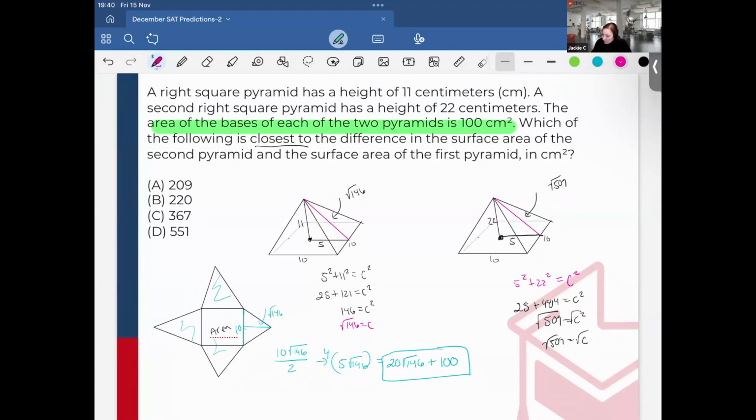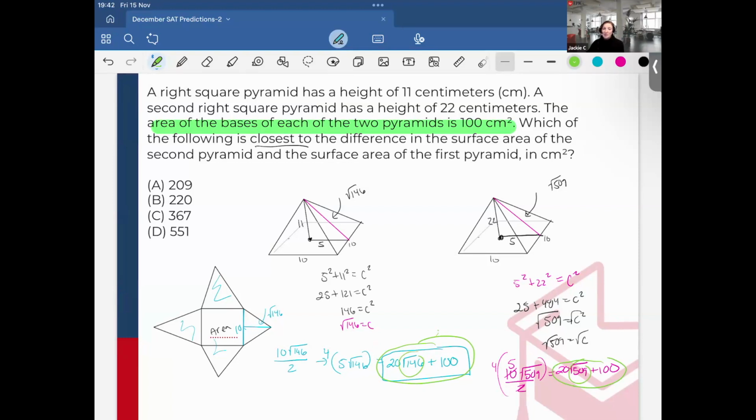And then same with this one, I'm going to do the base of 10 multiplied by its slant height, root 509, divided by 2, which is 5, and then also multiply by 4, which is 20 root 509 plus 100. Okay, so I can see that really the difference between the total surface area of the smaller pyramid and this one is essentially the square root in between them. So now I'll just calculate the difference of that.